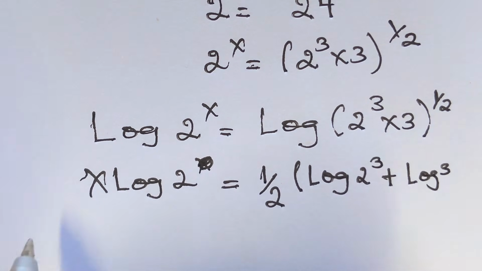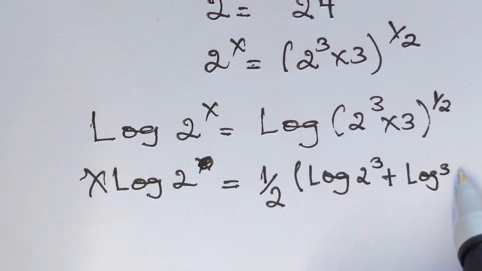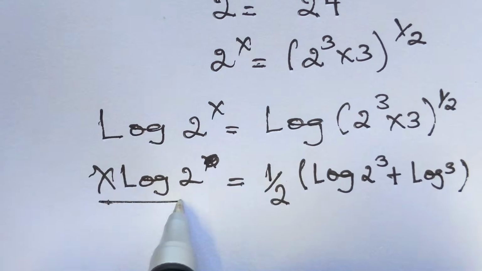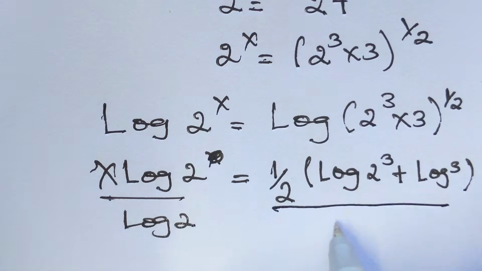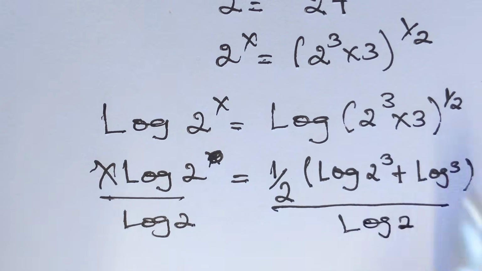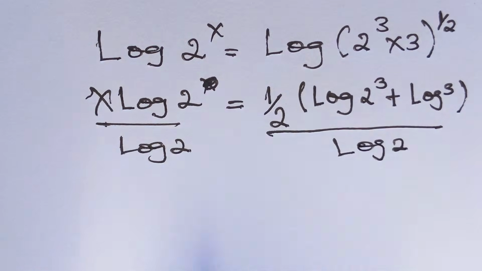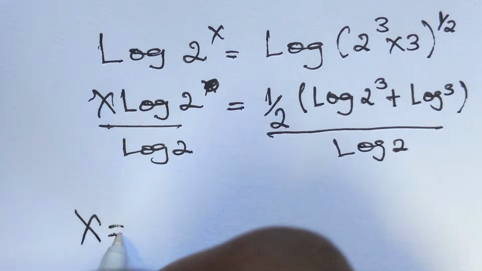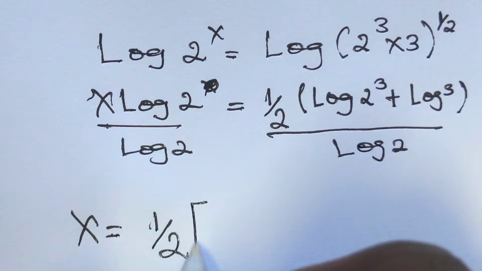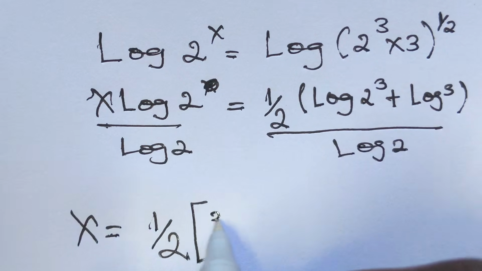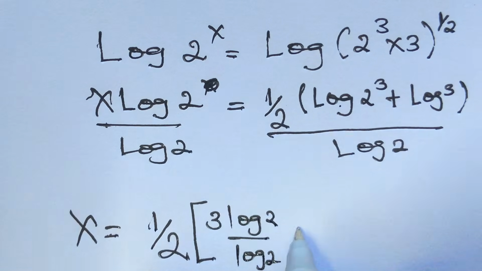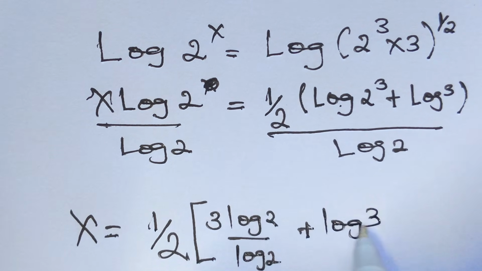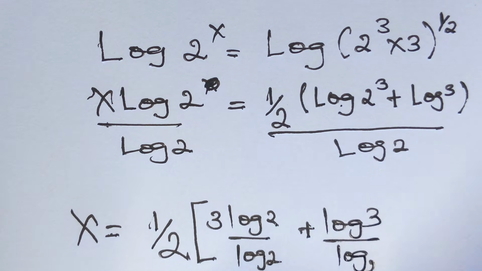Then at this stage, what can we do? Here we shall divide by logarithm of 2, and of course here divide by logarithm of 2, and this equals x, which is equal to 1 over 2, open bracket, 3 logarithm of 2 over logarithm of 2, plus logarithm of 3 over logarithm of 2.